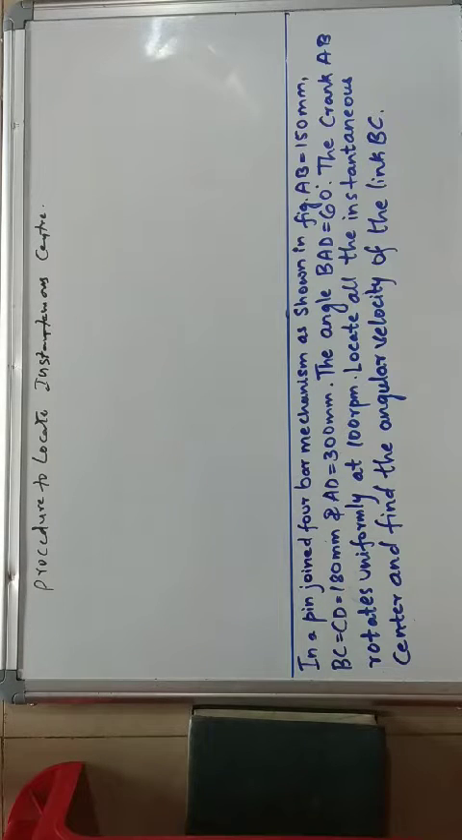Right. As we discussed in the previous session, instantaneous centers are mainly classified into three types in a mechanism. The first one is the fixed instantaneous center, the second one is the permanent instantaneous center, and the third one is neither fixed nor permanent instantaneous center. These are the three types of instantaneous centers.